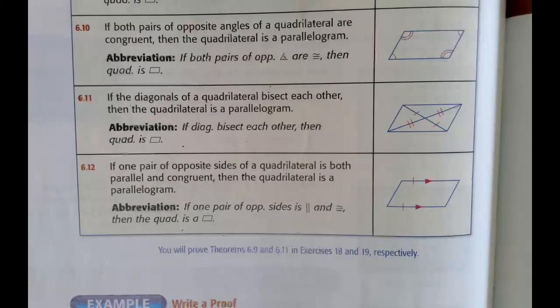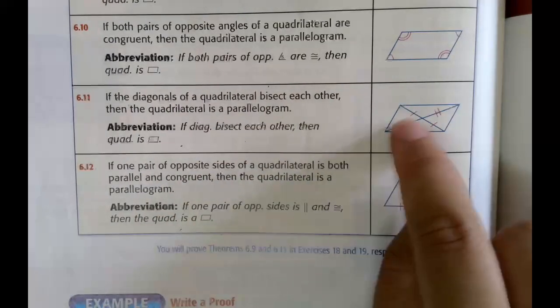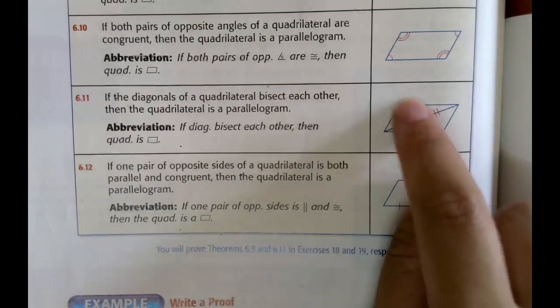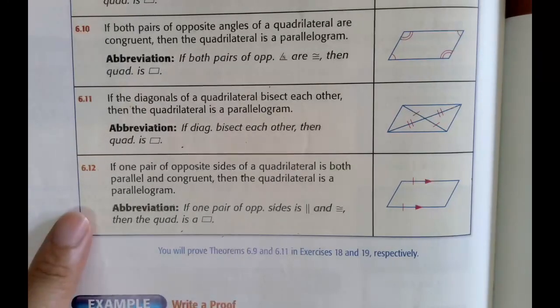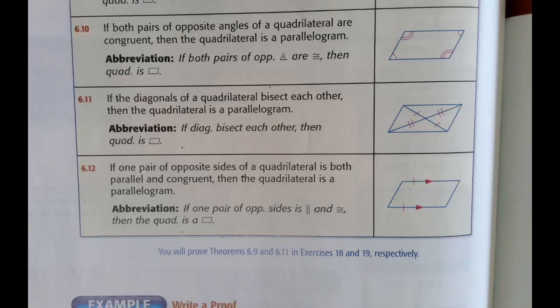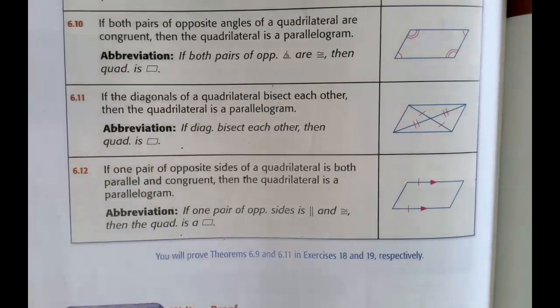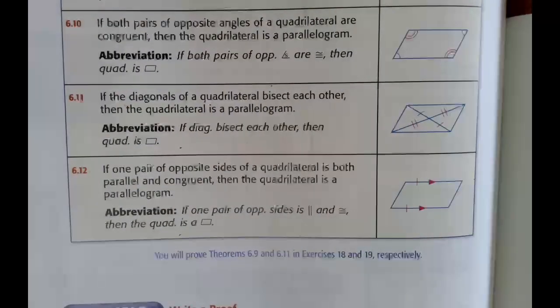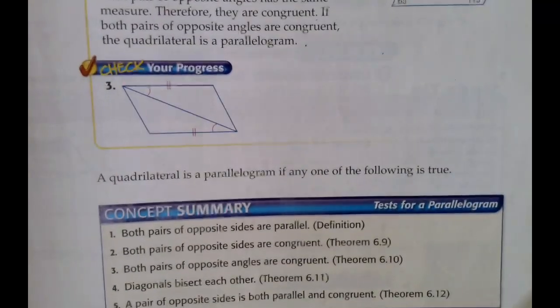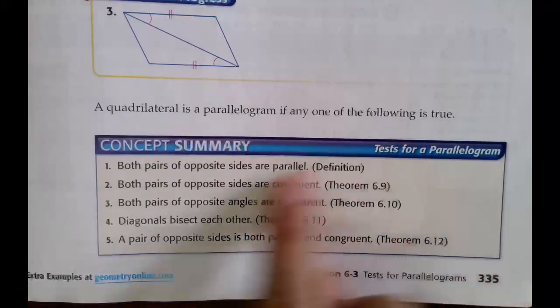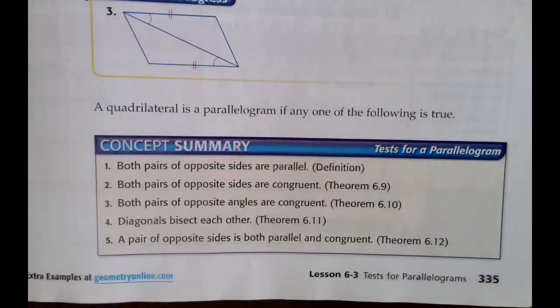If the diagonals bisect each other, then it's a parallelogram as well. So if this is congruent to this and this is congruent to this, if they're divided in half. If we know that one pair of opposite sides of a quadrilateral is both parallel and congruent, then that quadrilateral is going to be a parallelogram as well. So that's a nice summary from page 334, as well as on page 335. This just summarizes basically those exact same theorems.